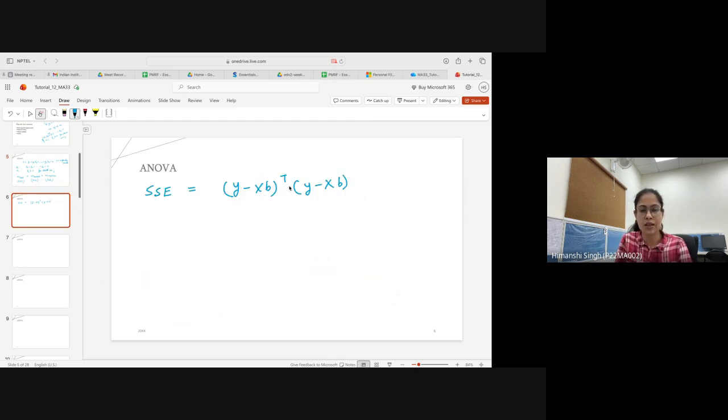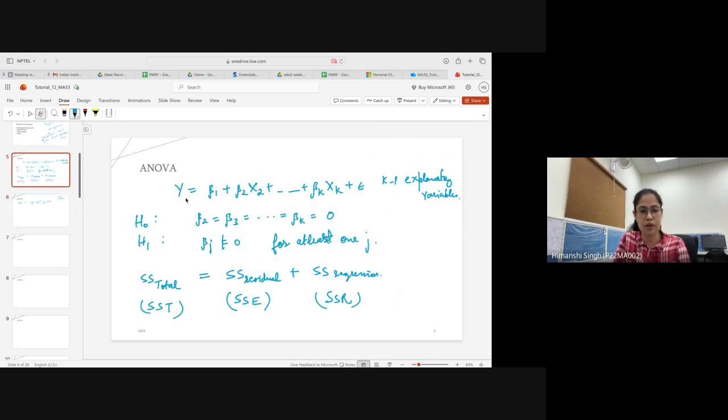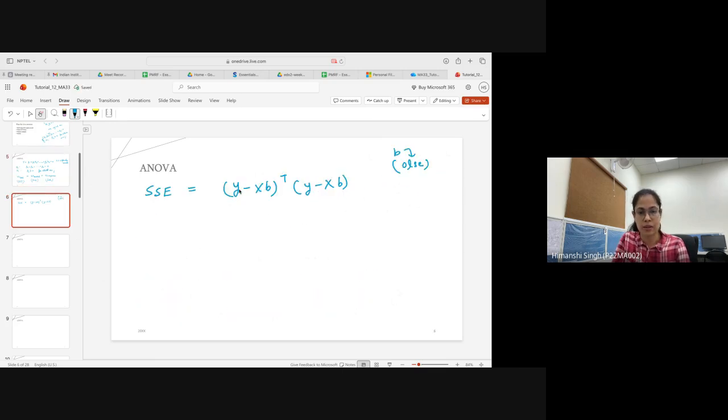Okay, b is the estimate or estimator which we are getting from the ordinary least squares estimation. The process we have already studied. We got this vector as our estimators. So that is the vector b, and y is nothing but the observations we also collected for y. So that is that vector. Okay, so SSE is this expression.